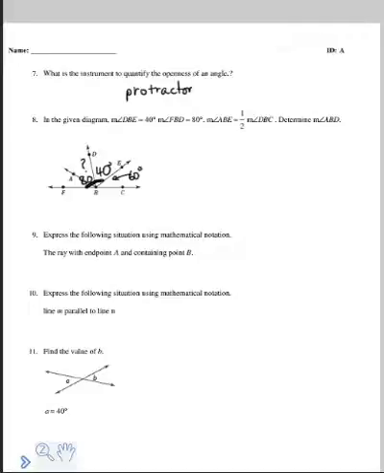Well, why do we need to know that? It says half the measure right here of angle DBC. Well, angle DBC is that angle right there. So angle DBC is a 100-degree angle. Half of that is 50. So we know that angle ABD, or sorry, ABE, this one right here, we know that that's 50 degrees.